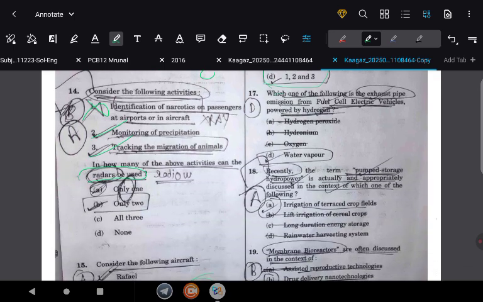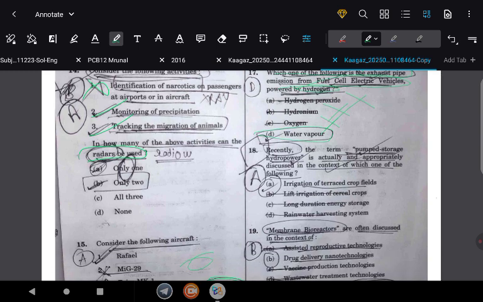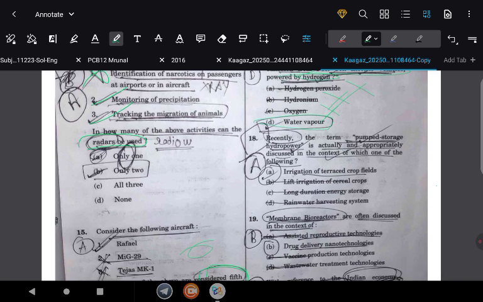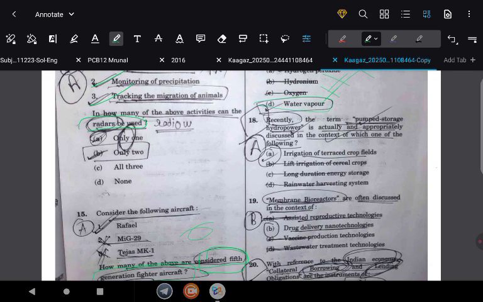The next question, which of the following is the exhaust pipe emission from fuel cell electric vehicles powered by hydrogen? It was a very basic question. It is water vapor, because it is basically asking about fuel cell electric vehicles. Oxygen, surely they won't emit oxygen. Hydronium, no. Hydrogen peroxide, no. Water vapor, as you might have observed with the Delhi buses or any other electric buses, they usually have water dripping from their tailpipe, and it is water vapor and heat or something like that.